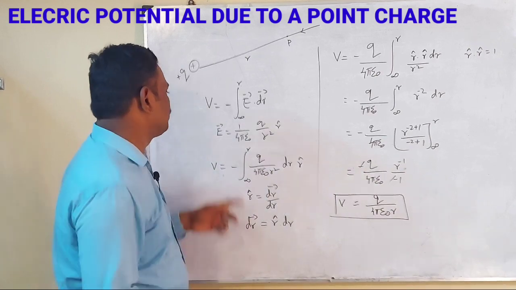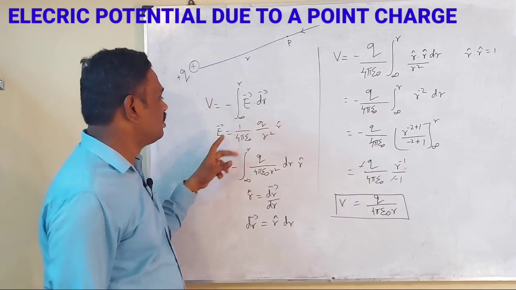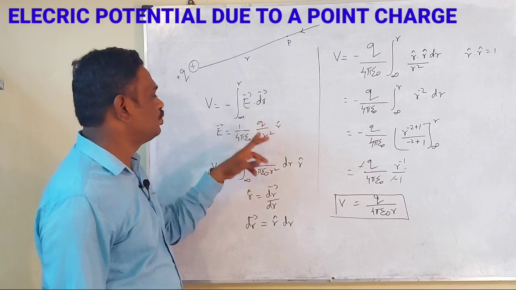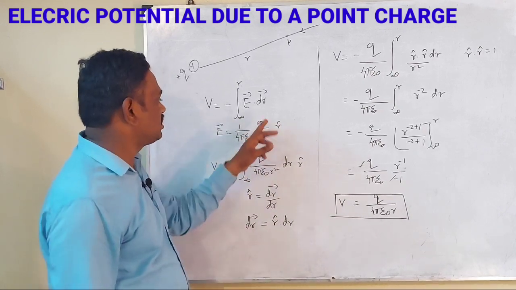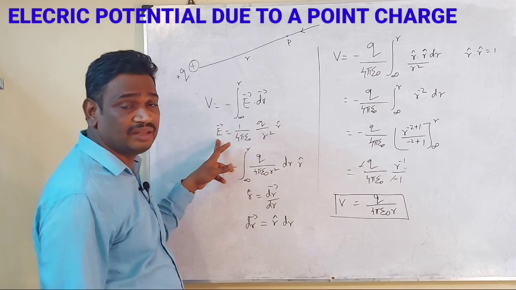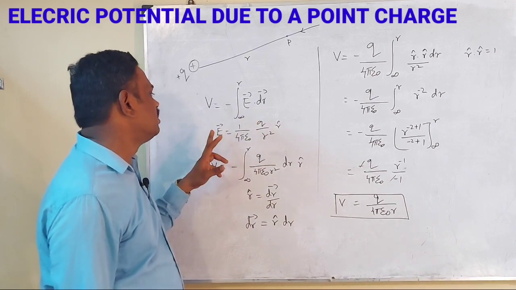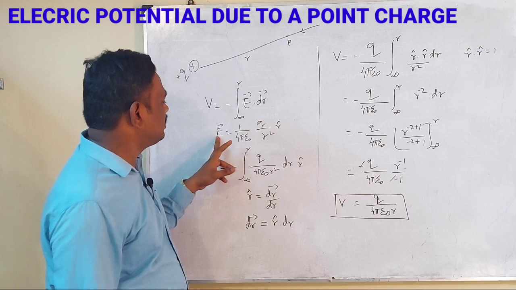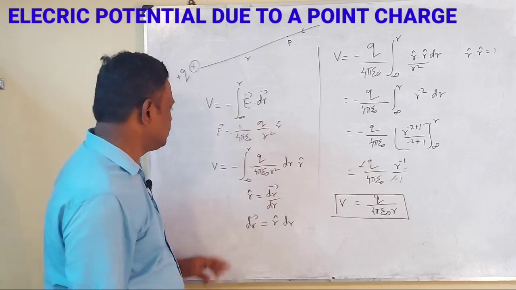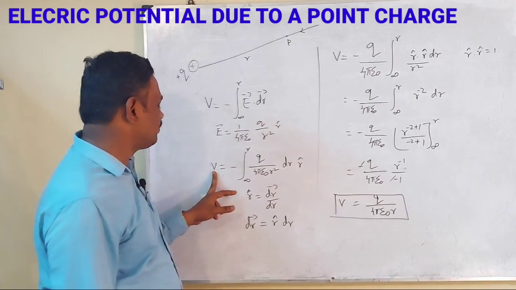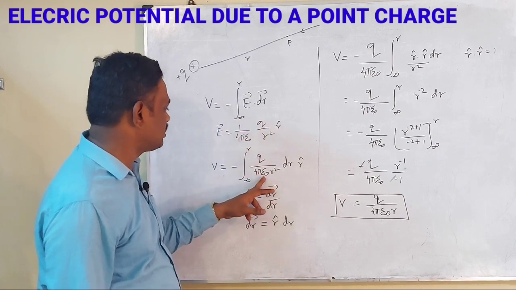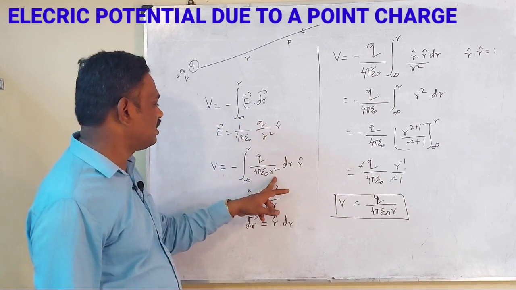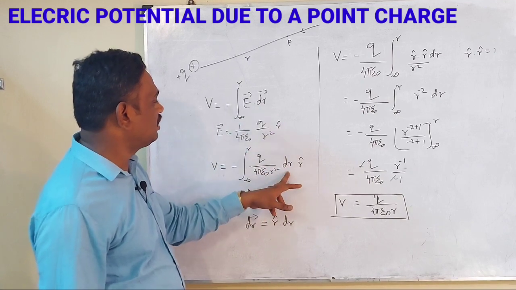So, the electric field due to the positive charge can be written as 1 by 4 pi epsilon naught Q by R square into R cap. Just reduce one charge in Coulomb force, and you will get the electric field. Okay. So, here you substitute this E value in the above equation, so that you will get V is equal to minus, instead of E vector, 1 by 4 pi epsilon naught and Q by R square into dr into R cap.